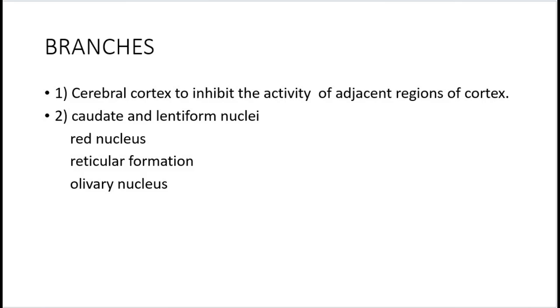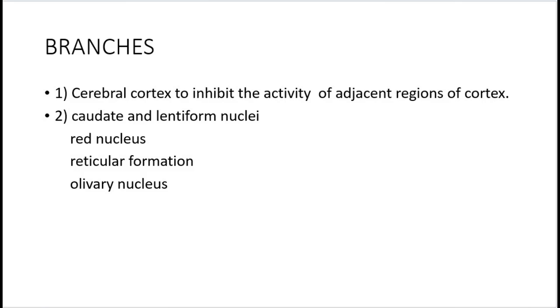First, it gives branches to the cerebral cortex to inhibit the activity of adjacent regions of the cortex. Next, it also gives branches to the caudate and lentiform nuclei, the red nuclei, the olivary nuclei, and the reticular formation. The function of the branches given to the cerebral cortex was to inhibit the adjacent regions of the cortex.